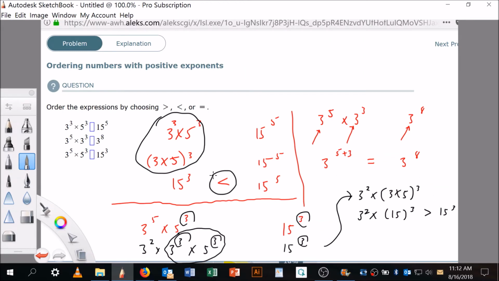So the first time it's less than, because we took a common exponent and pulled it out. The second one was equals. What we did was we took a common base and added the exponents. In the third one, we had to use a little bit of ingenuity. We actually made a common exponent. We took this 3 to the 5th and took a 3 to the 3rd out of it so that we could do the same thing we did upstairs. All right, hope that's helpful.